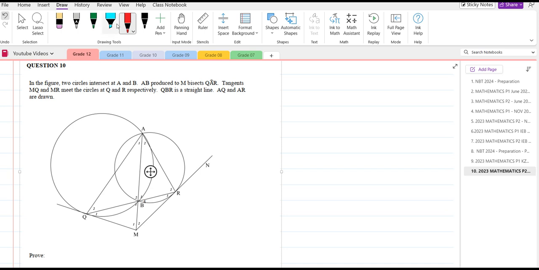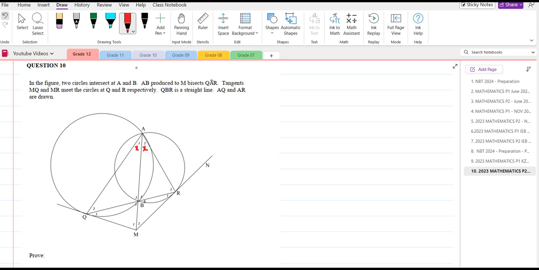Very important to read, guys. QAR. The line AB bisects QAR. So I'm going to write down, let's just put the dot there. Right, so both of them are X and X. Tangents MQ and MR. Remember, they don't touch the same circle, so you can't say they are equal, right? Meet at the circle Q and R respectively. They are different circles. QBR is a straight line, okay? AQ and AR are drawn.